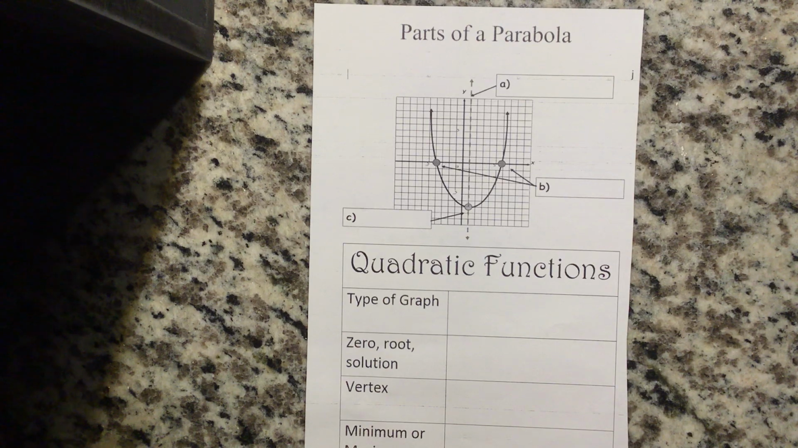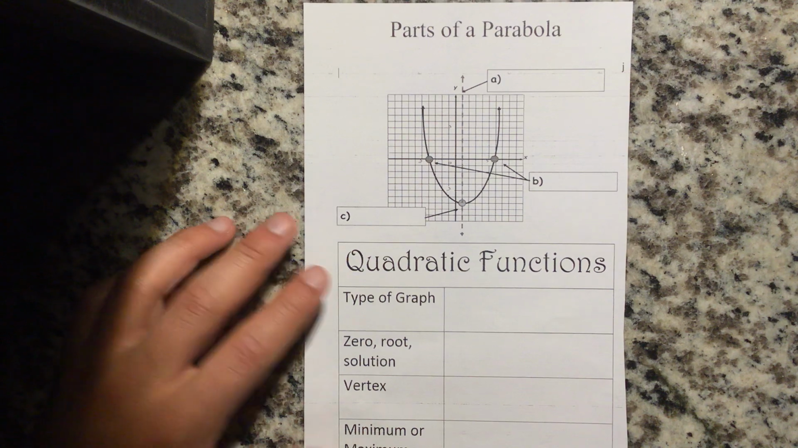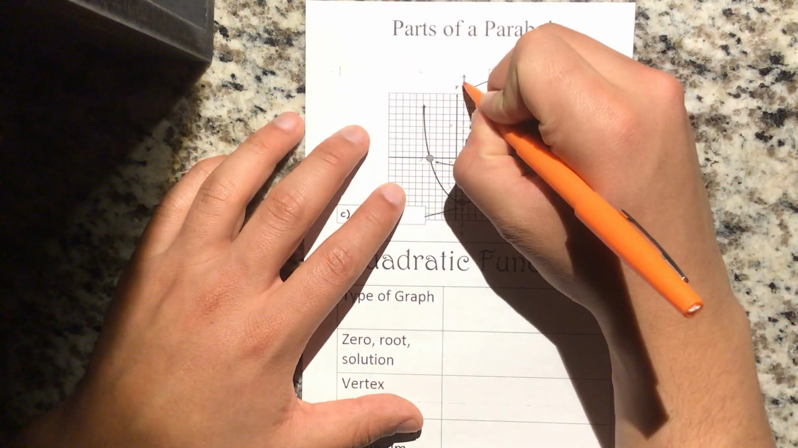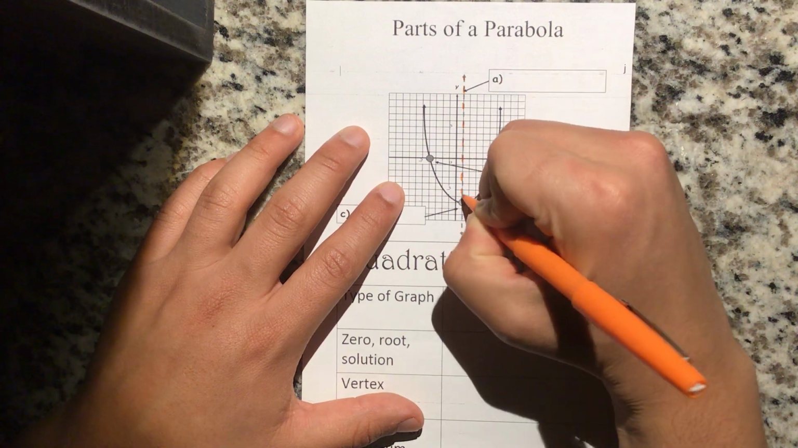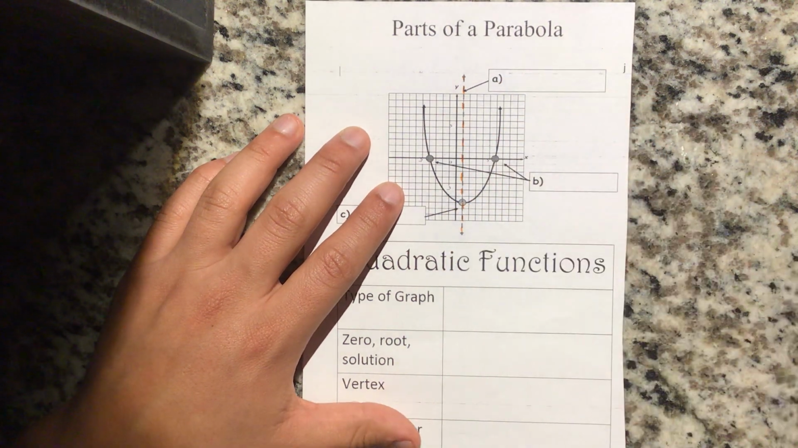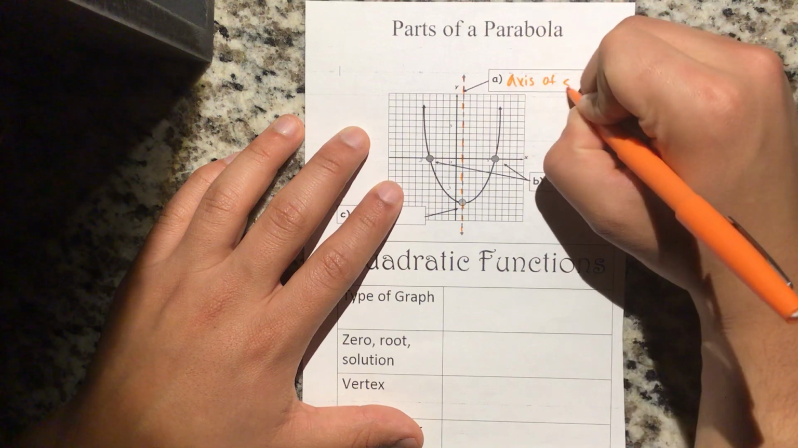All right, so now that we have gone over the basics of determining what different things like equations, tables, and graphs are quadratics, now we're going to look at some parts of a parabola, okay? So we're going to start with A, B, and C here. So A, I'm not sure if you can see it here, but there's a dotted line that's going straight down the middle of my graph, okay? Now that line is called the axis of symmetry.